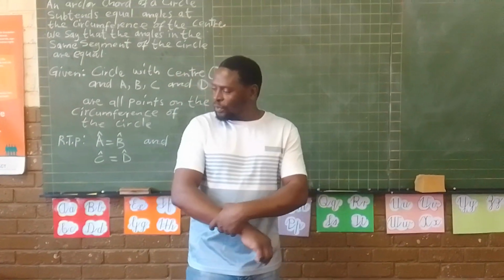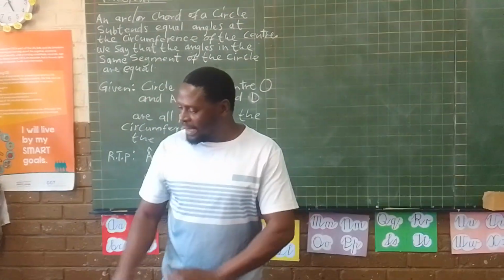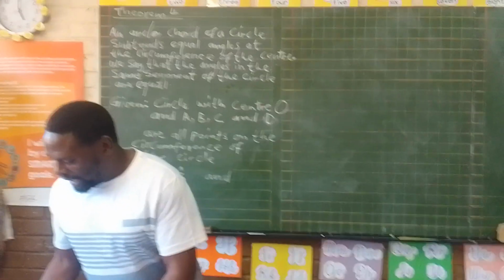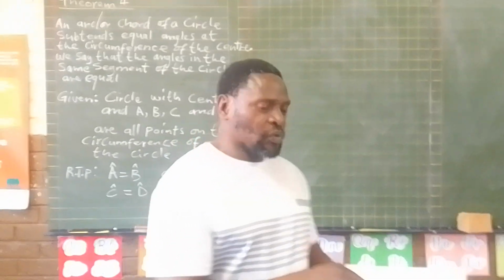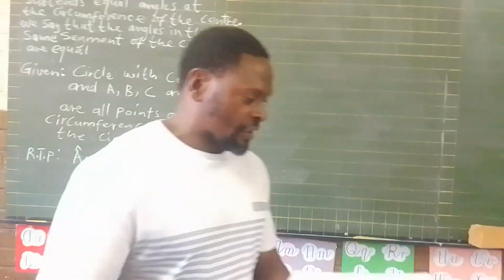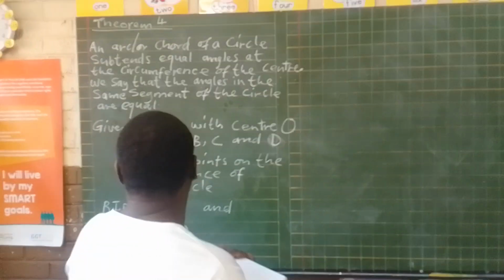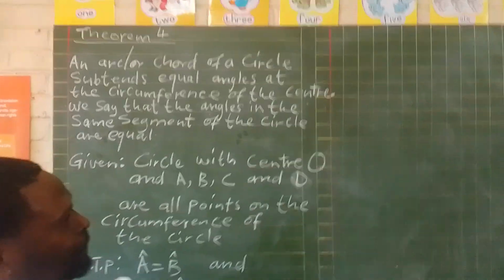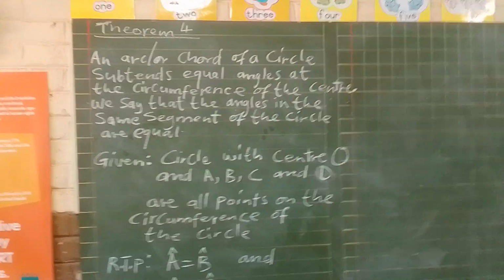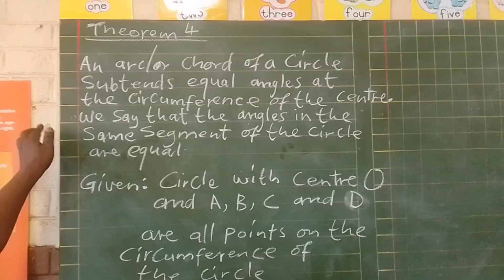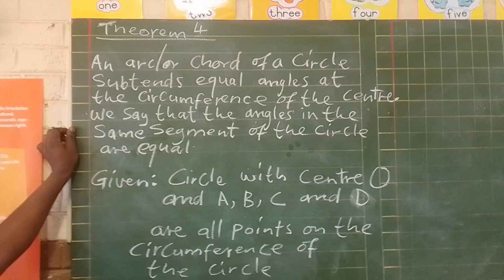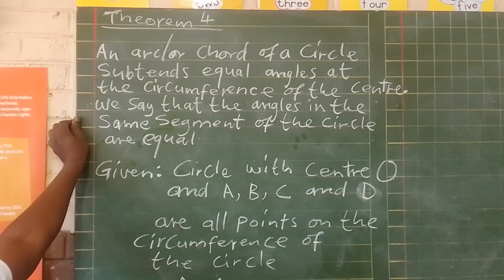We need to prove these theorems step by step until we understand them, so that we are able to implement them when solving problems. Right, now we are going to do theorem 4. Theorem 4 reads as follows: an arc or a chord of a circle subtends equal angles at the circumference.